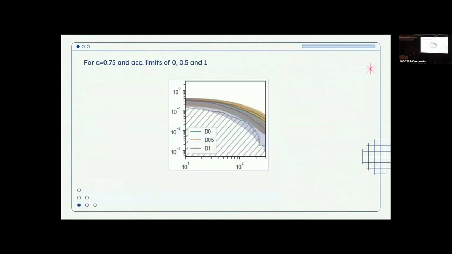So let's, for instance, take one of my models that has alpha of 0.75 and accretion limits of 0.5 and 1. I'm going to show a little suite of models. The hashed thing is the data, and each of these is one of the models. D0 is the one with accretion limit 0, then 0.5, and then 1. This is the delta Argmax distribution, and this is the cumulative fraction. As you may notice, I have a bunch of models, 27 in total. I'm not going to go into details about every single one of them, but this is the general trend that we're looking at.